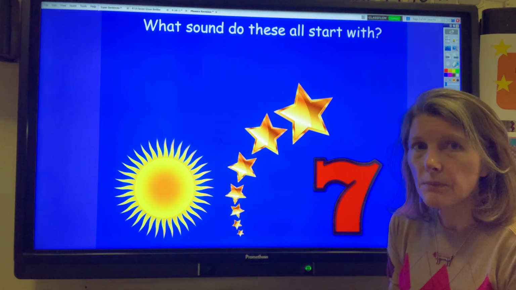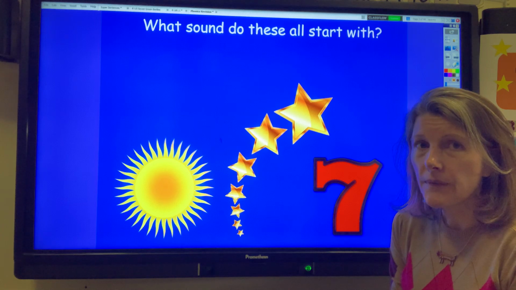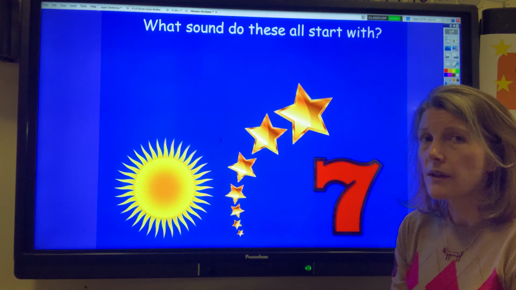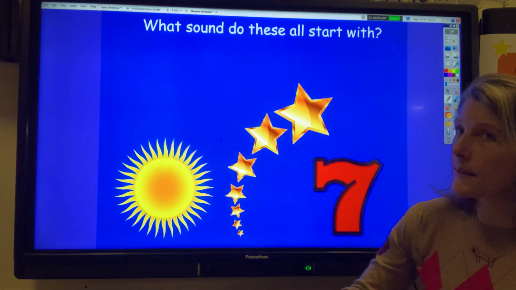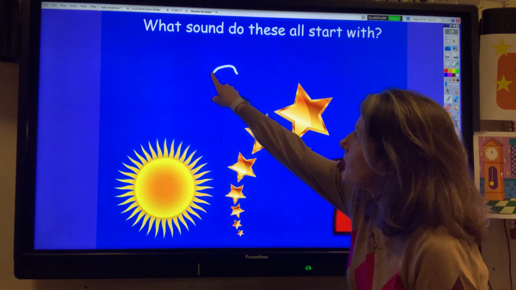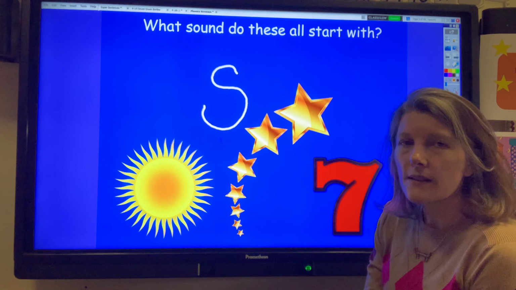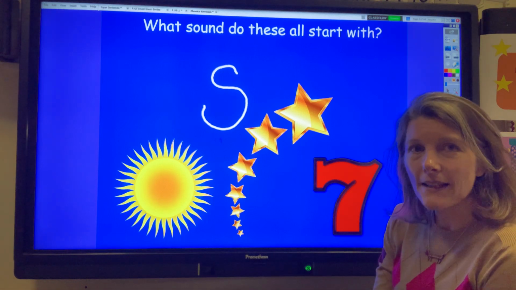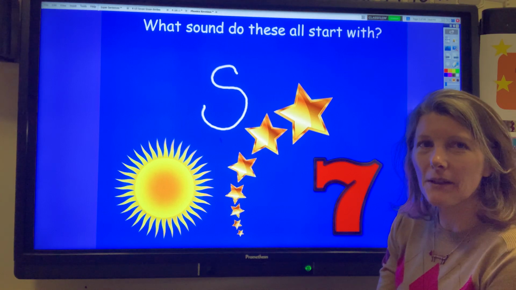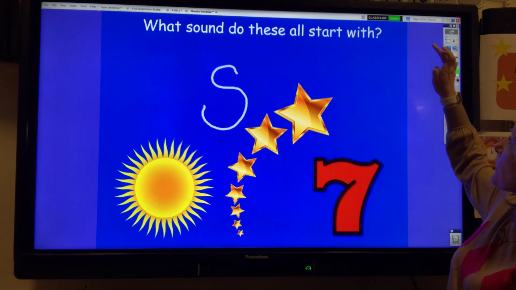So on your whiteboard or your piece of paper, can you write down the grapheme which represents the phoneme that these all start with? So the phoneme is, are you ready? And the grapheme is S, which is what you should have written on your board or paper. Did you get that one? I bet most of you did. Well done.